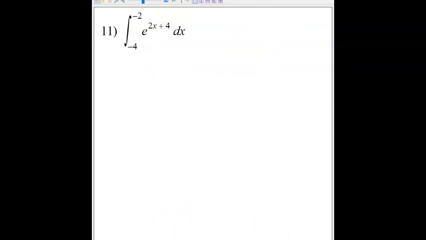All right, so that's it for our integration review. We'll definitely be covering more integral stuff later on, but for now, that's going to be sufficient.